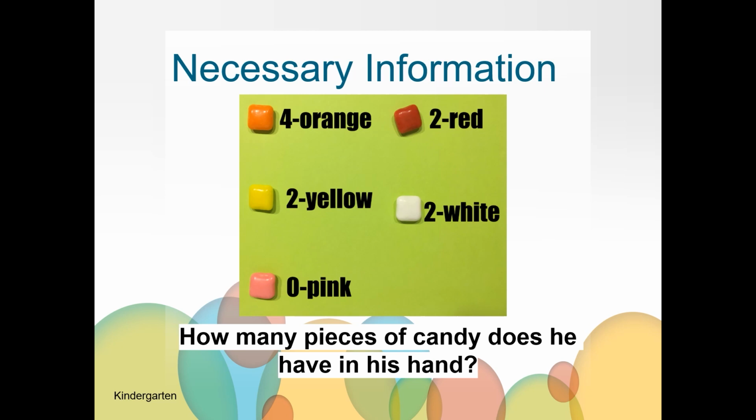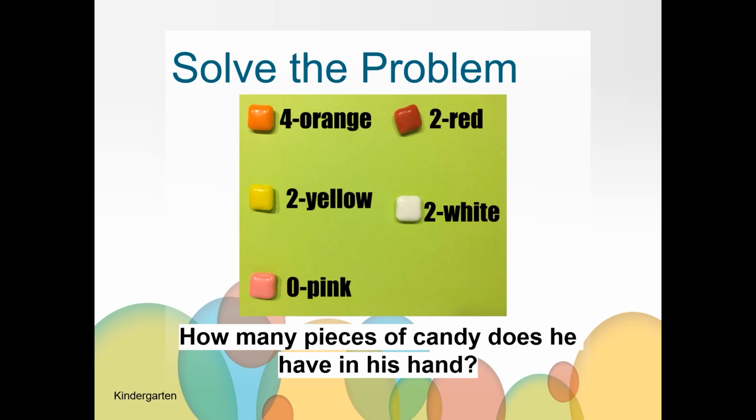He has 4 orange pieces, 2 yellow pieces, 0 pink pieces, 2 red pieces, and 2 white pieces of candy. Now that you have this new information, try to solve the problem. How many pieces of candy does he have in his hand? Use your paper and pencil to help you.